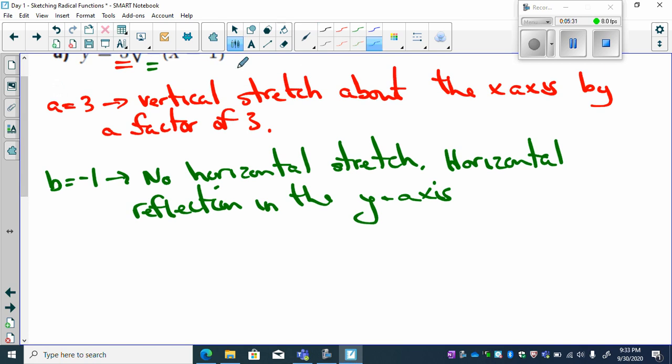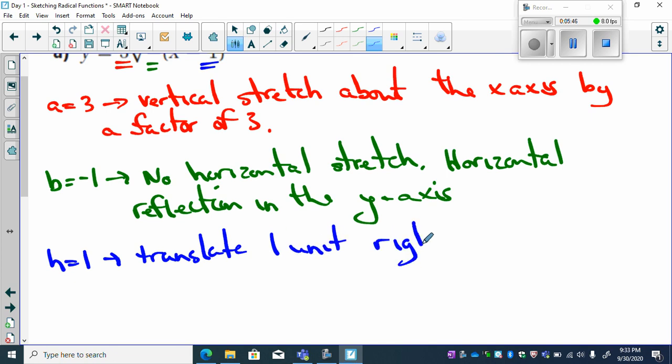Moving on, my h value is a -1 in the brackets. When it comes out, it becomes a +1. That would mean translate 1 unit to the right. And my k value, there is no k value, so it's understood to be a 0. That means there is no vertical translation.